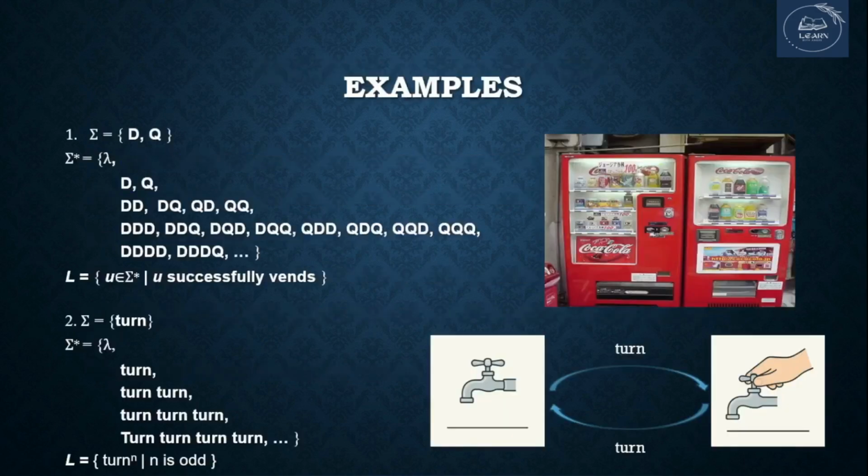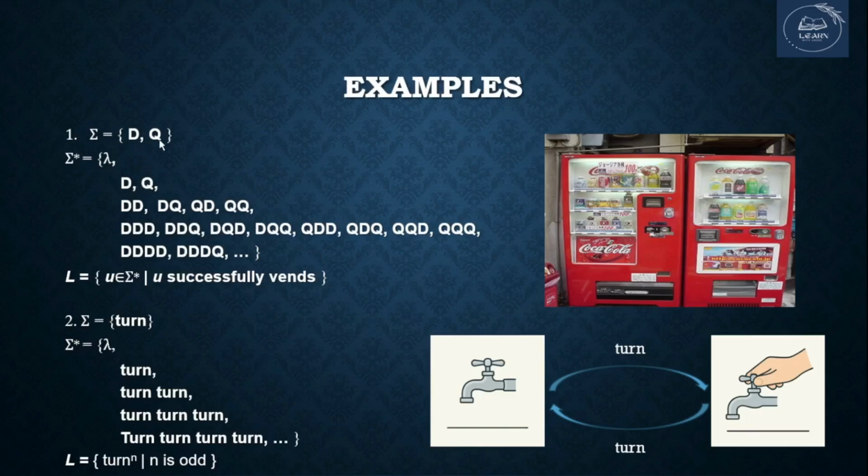Now looking at the examples, going back to the vending machine and the tap, we can see the alphabet in our vending machine previously was DQ, and the sigma star, starting from a lambda, we can have D, which is also correct.